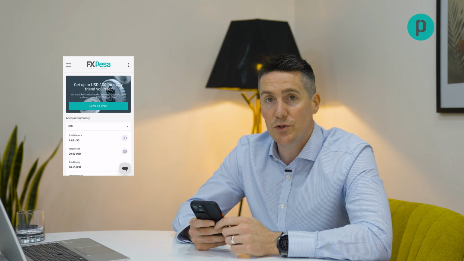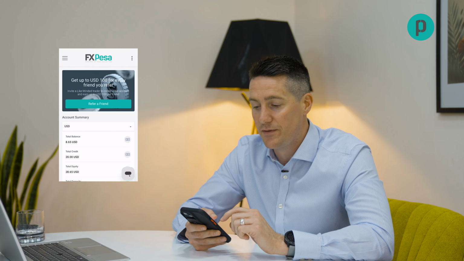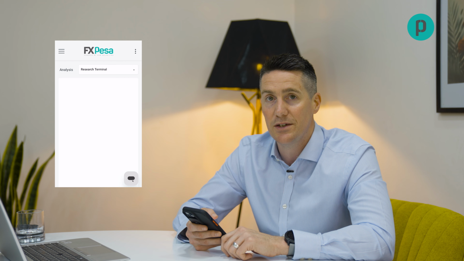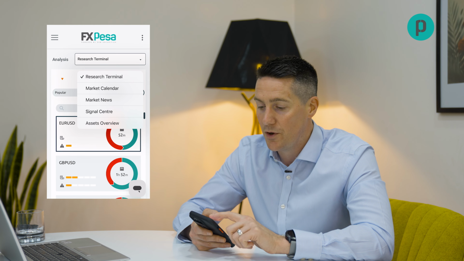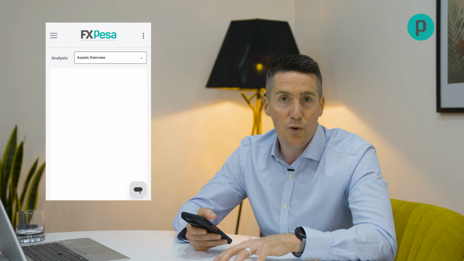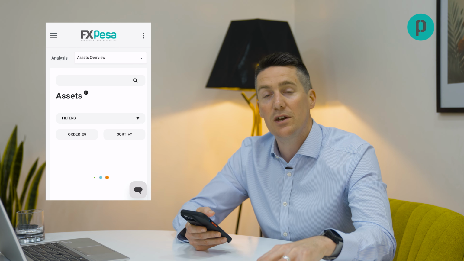Now, on the customer portal zone, you will find a tab on the left-hand side that takes you to an analysis section. And the focus of today is the assets overview. This is a tool that will allow you to conduct research on any asset that's of interest to you. Whether you trade gold, euro, US dollar, or one of the thousands of stocks on offer, you will be able to find information and research available at your fingertips in the portal zone.